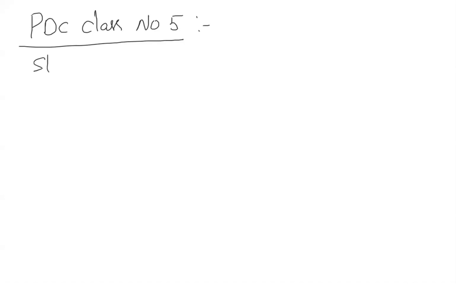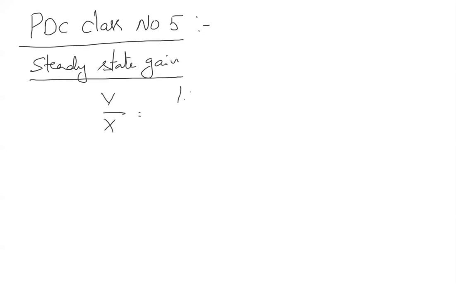Steady state gain. So what is steady state gain? Suppose you take, let's say, Y by X equals Kp by tau s plus 1. This Kp is called the steady state gain.